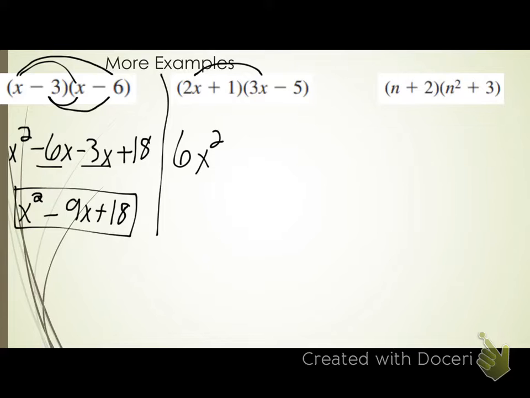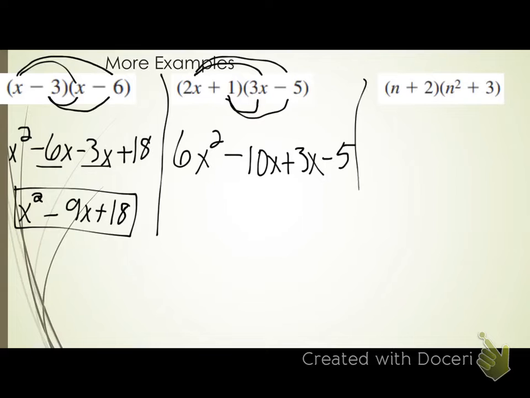What are my outer terms? 2x and negative 5, which gives me negative 10x. My inner terms, 1 and 3x. What does that give me? 3x. And my last terms, 1 and negative 5, which gives me negative 5.